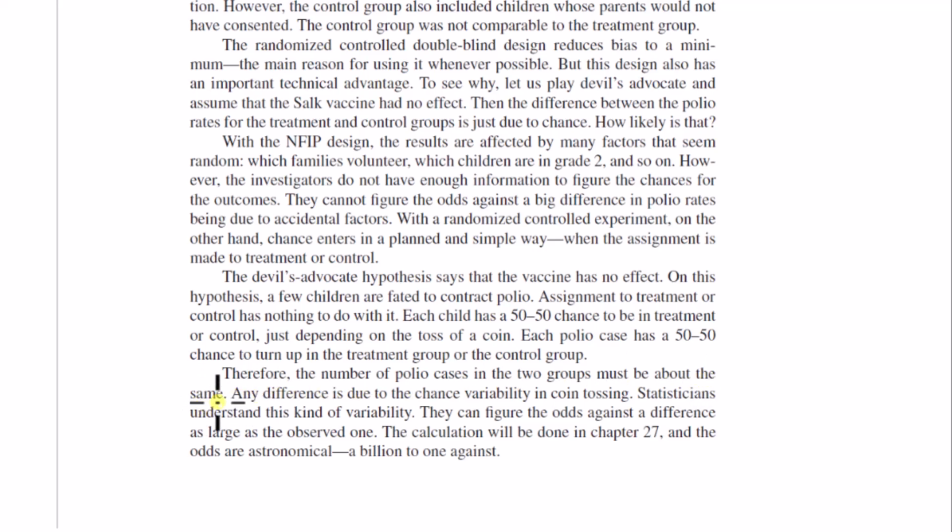If the experiment was random and well-designed, then the number of polio cases in the treatment and control groups should be about the same, right? But there's a difference because of random chance. And that's what it says here. Any difference is due to the chance variability, like in coin tossing. Statisticians understand this kind of variability. They can figure the odds against a difference as large as the observed one. The calculation will be done in chapter 27, and the odds are astronomical, 1 billion to 1 against.